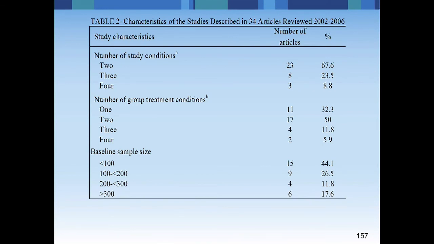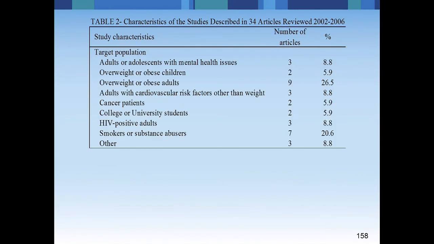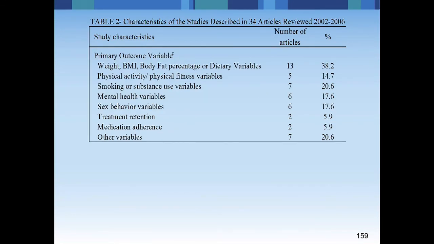For individually randomized group treatment trials, 44% of the studies had a total sample size less than 100, so these studies tend to be much smaller than group randomized trials. The target populations were quite variable. We didn't restrict this investigation to just cancer-related studies, so many of them involved obesity, mental health issues, some cancer, some HIV studies, so the dependent variables were more variable than we saw in the cancer literature. The primary outcomes shown here are also quite variable.